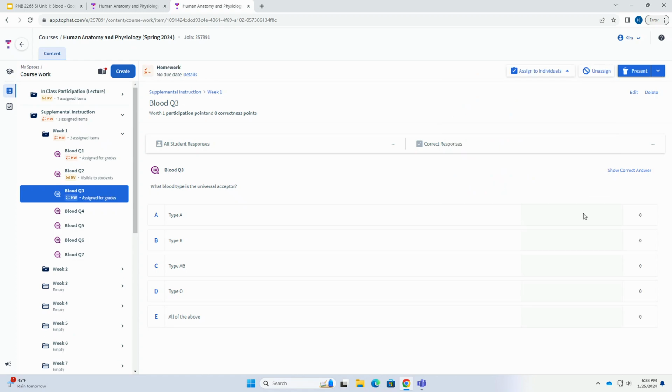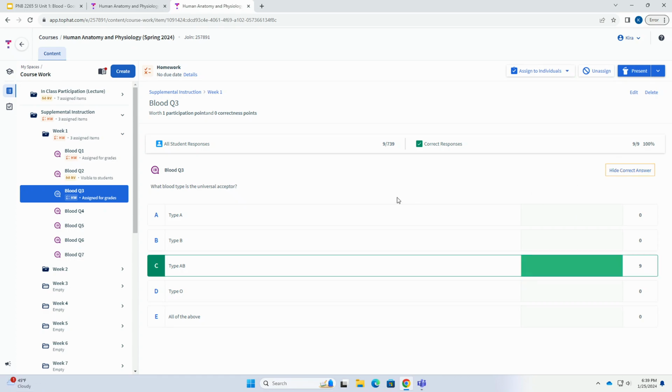Universal acceptor. Yeah. Is there a universal receiver? That's this one. I don't know. Nice. AB. Does anyone want to explain why? Because it doesn't have any antibodies. Yeah. So AB doesn't have any antibodies, so we could take any type of blood with any antigen.